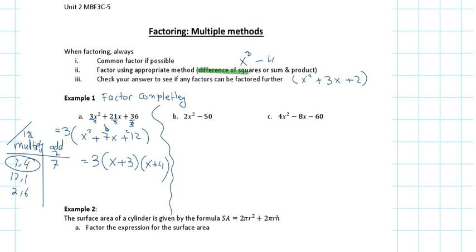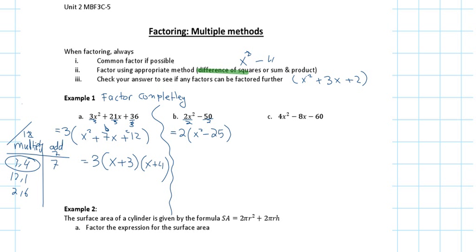Okay, so I took my common factor out. Now I have to think about my brackets. Is it a binomial or a trinomial? Binomial are the difference of squares. Do I have two squared terms? Is there a minus between them? Yes. Good. So I can do difference of squares.